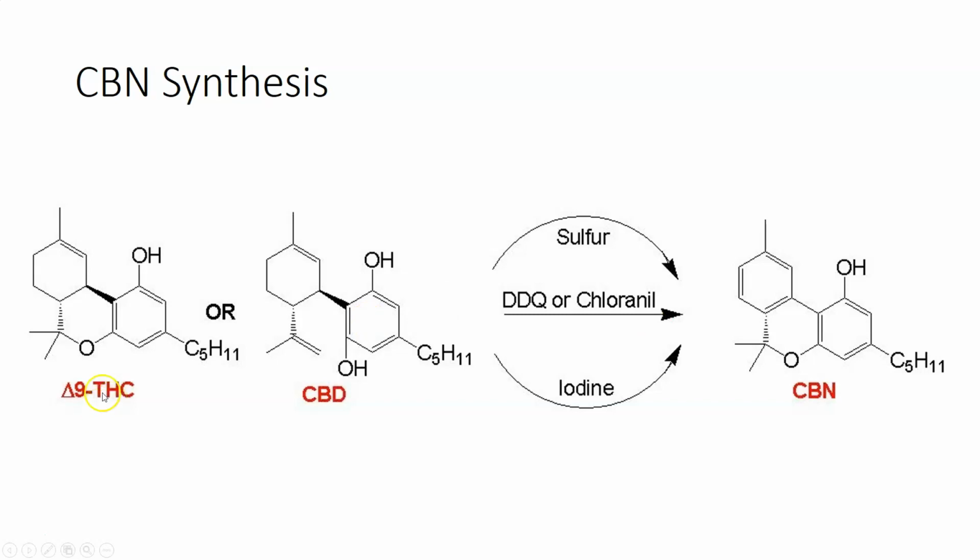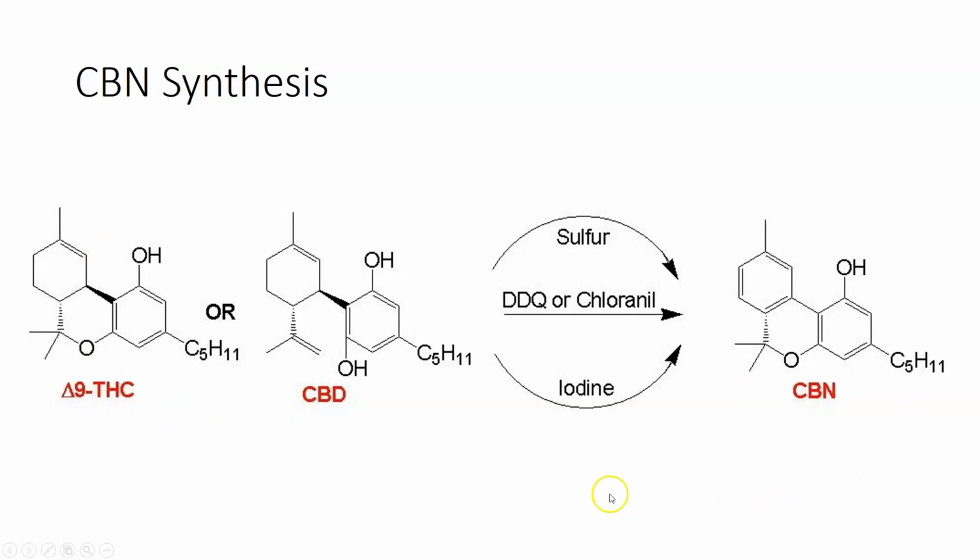CBN synthesis is something I wanted to go over real quick because you have an assignment on that. And it starts with delta-9 THC, or CBD, and then you can use 3 reagents that will do what we call an oxidation, and this oxidation can be achieved either by using sulfur or DDQ or chloranil. DDQ is oftentimes a little bit more powerful than chloranil, or iodine. These are the 3 synthetic routes that are currently used to convert THC or CBD into CBN.